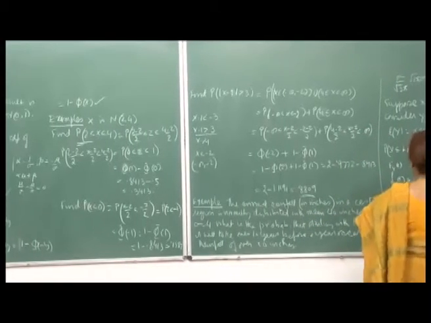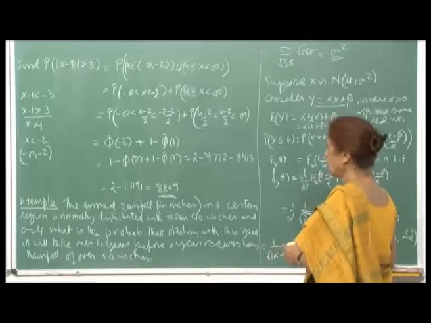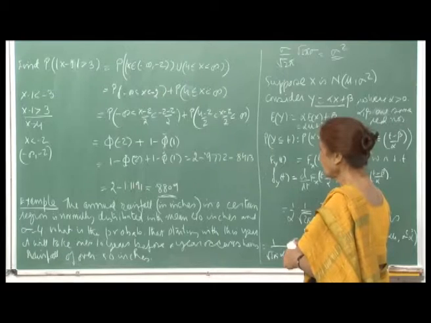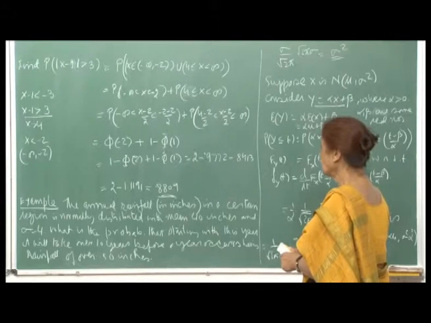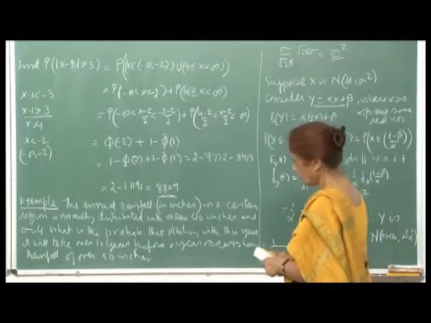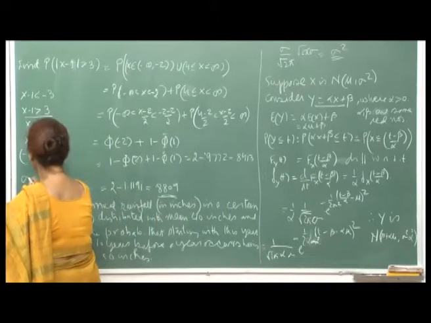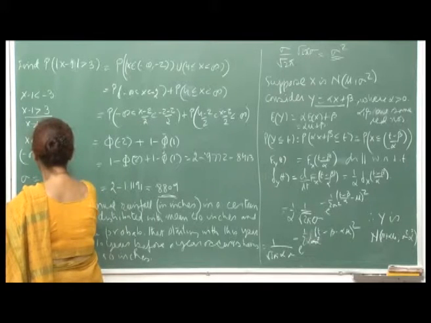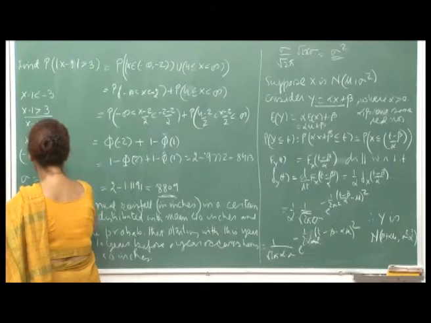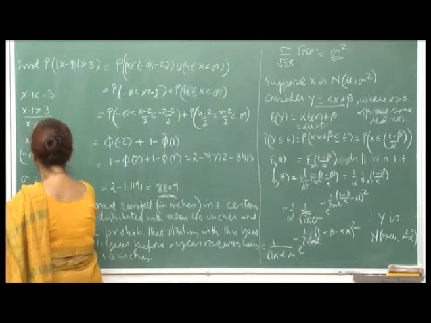Now, let us just take an example here. The annual rainfall in inches in a certain region is normally distributed with mean 40 inches and sigma, the standard, we call, by the way I did not name it, but sigma, this is the square root of sigma squared, is referred to as standard deviation.